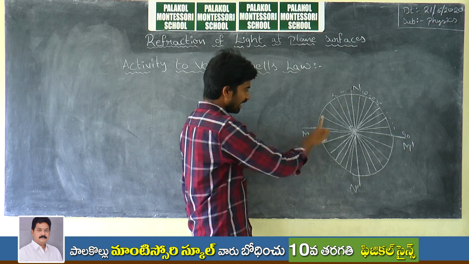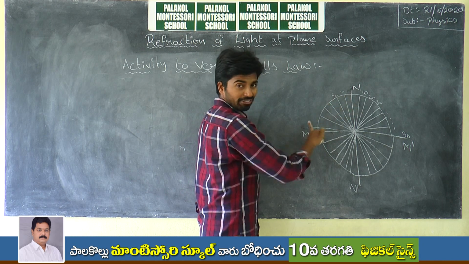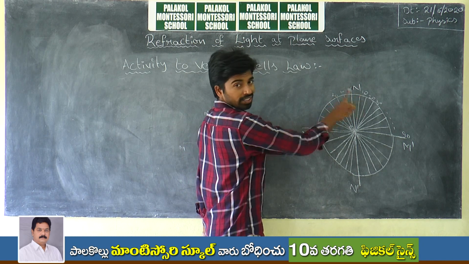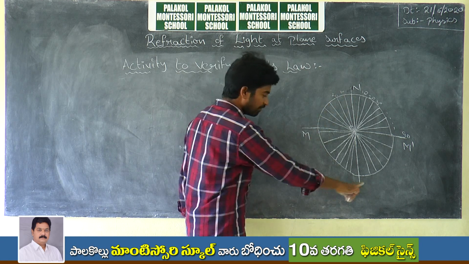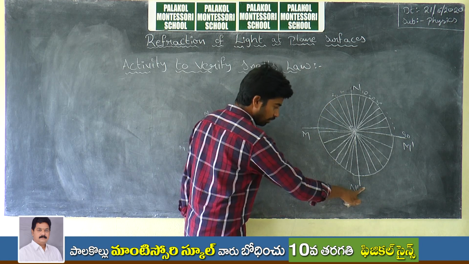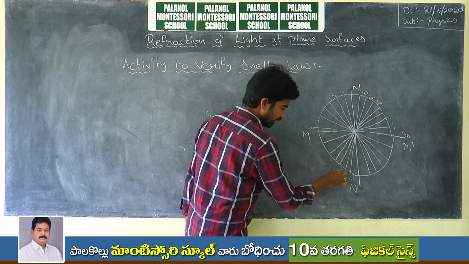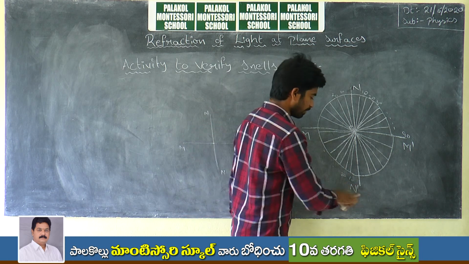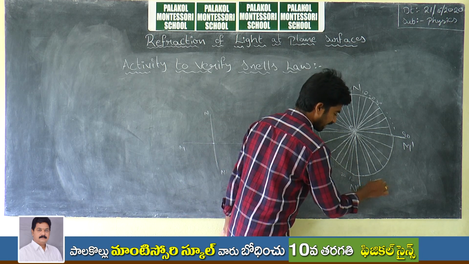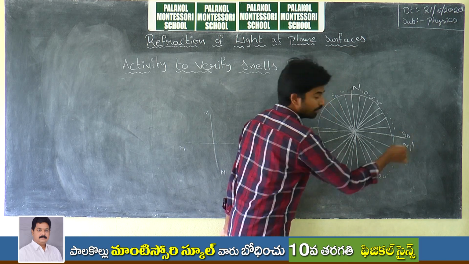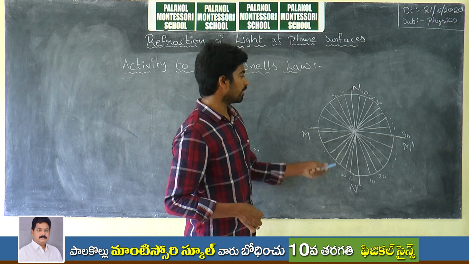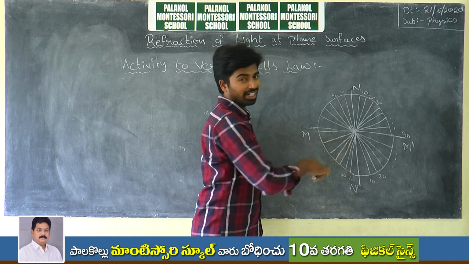So in this way, denote the numerical values: 0, 10, 20, 30. And again from the vertical section, like this: 0, 10, 20, 30, and so on. And again from the vertical section, denote it as 10, 20, and so on up to 90. So why are we denoting it from the vertical line?